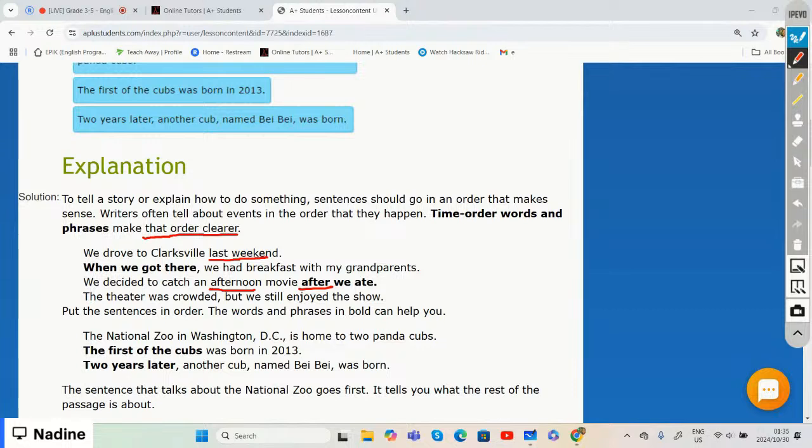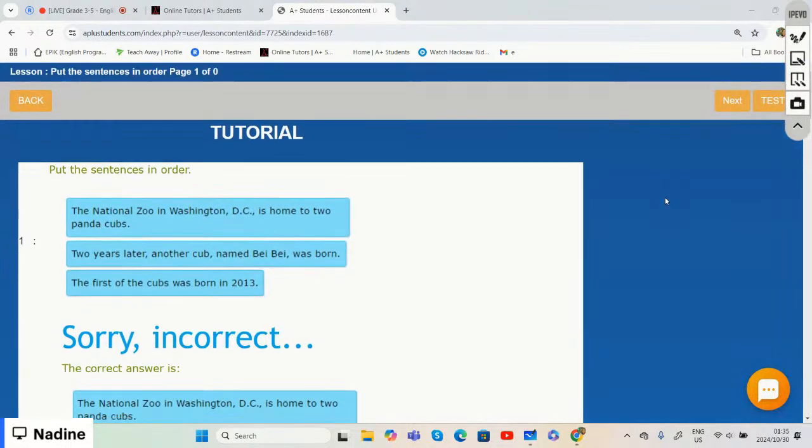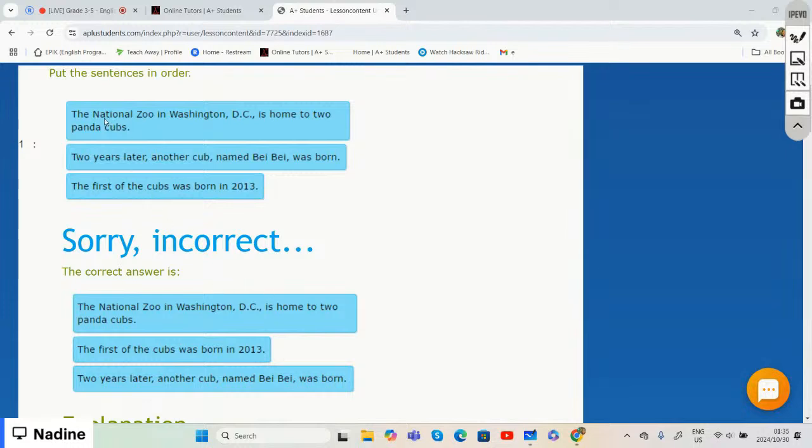So now if we look at all those sentences, they are basically telling us that we need to put them in order, but certain words within those sentences or phrases already tell us what is in order. So now if we look at, it says we need to put this in order. The National Zoo in Washington, D.C. is home to two panda cubs. 2 years ago, another cub named Bebe was born. The first of the cubs was born in 2013.